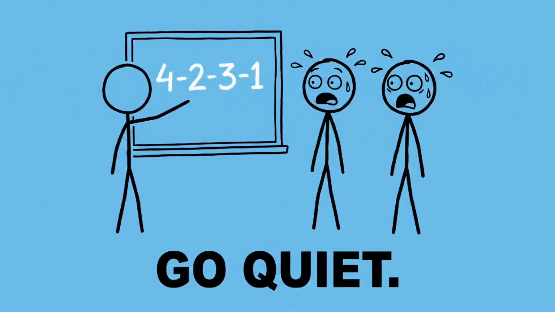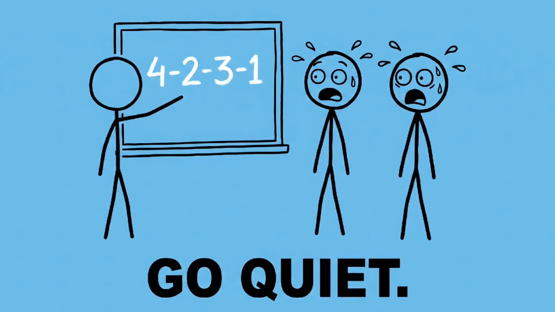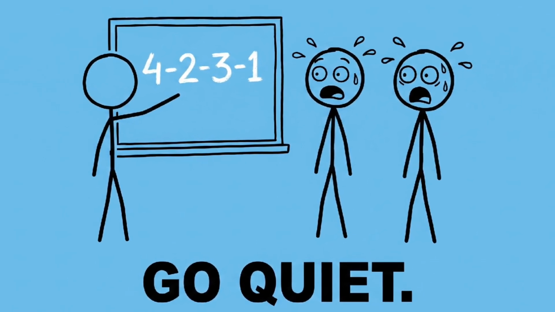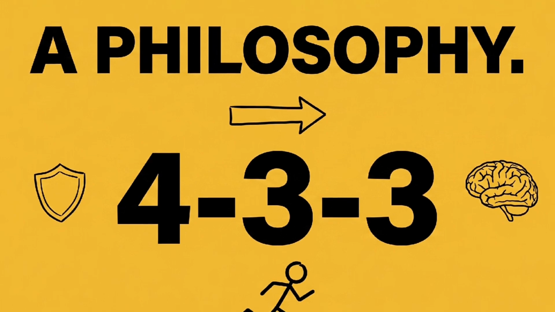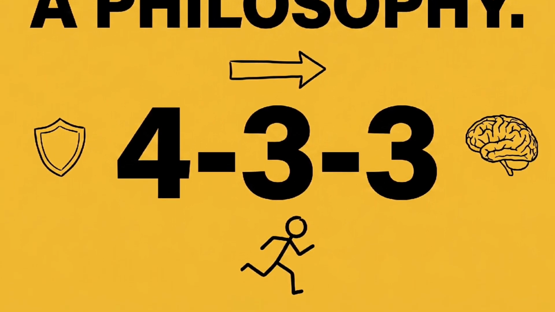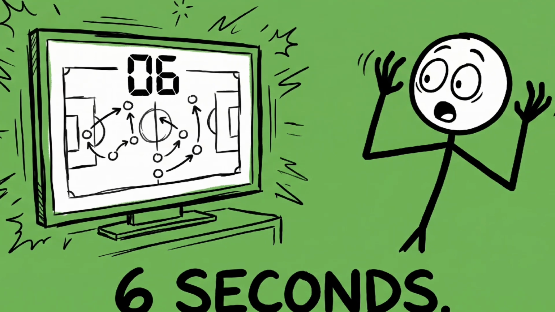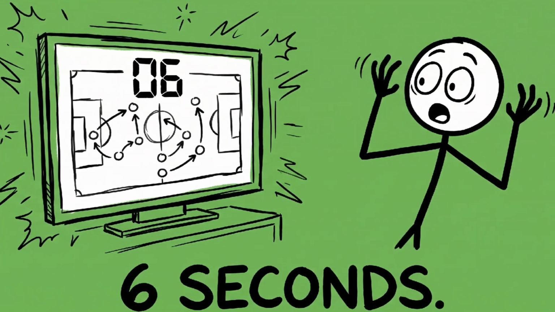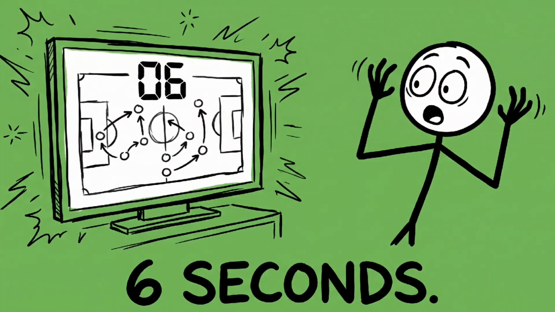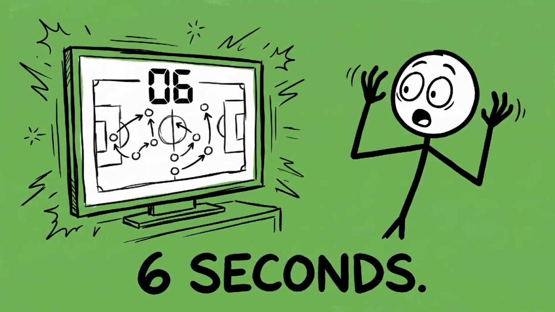But if someone asked you right now to explain exactly what 4231 means and why a manager would choose it over a 433, most people go quiet. Those numbers aren't just position counts. They are an entire tactical philosophy compressed into 3 digits. A set of instructions that tells 11 players how to move, where to press, when to attack, and how to defend. All of it encoded in a graphic that flashes on screen for 6 seconds and then disappears. This is every football formation explained, what they actually mean, and why the game keeps reinventing them.